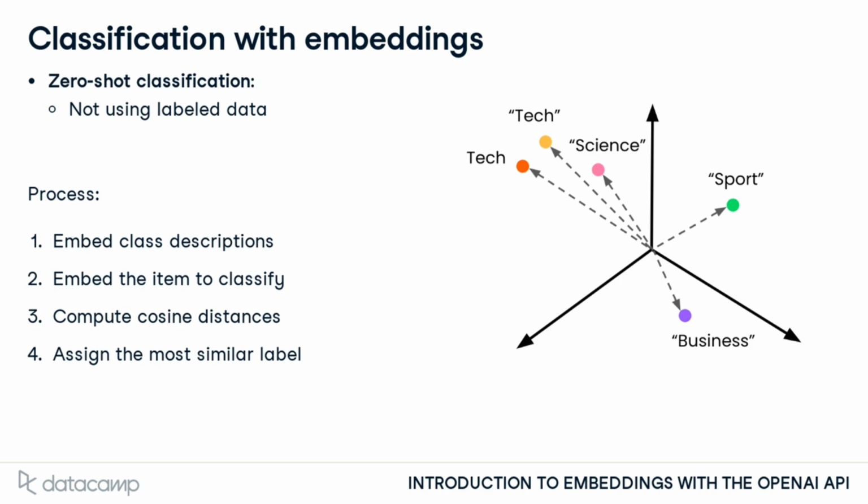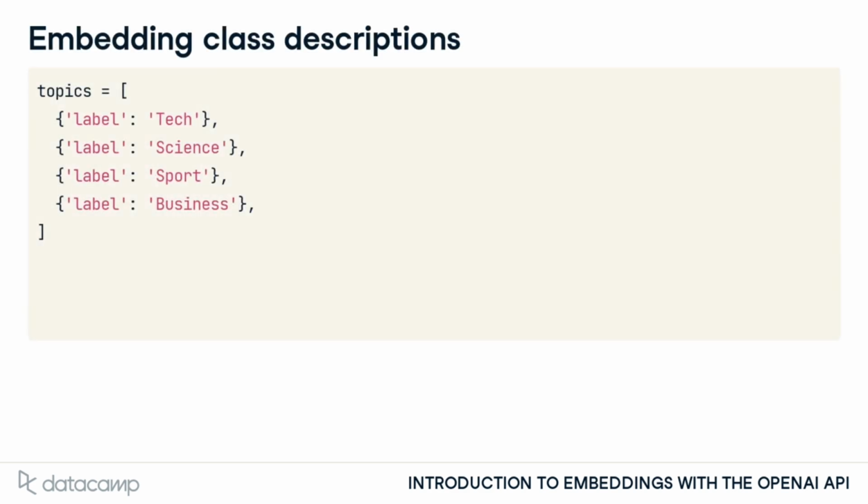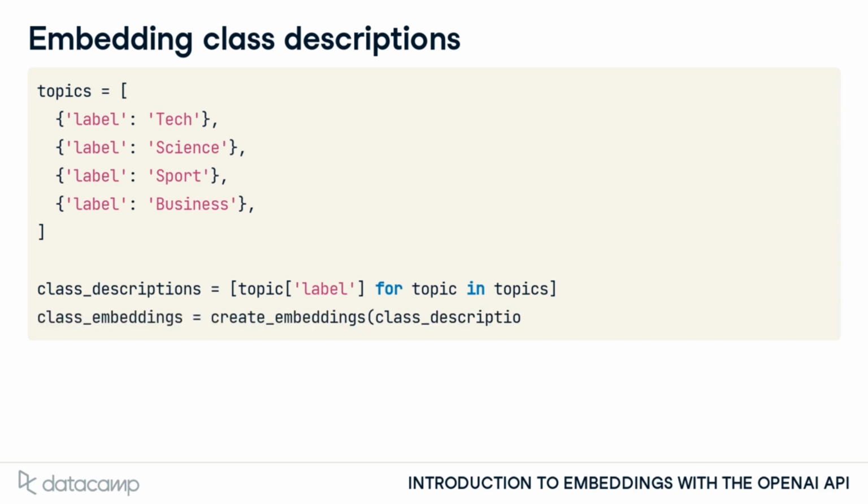Let's do this in Python. Here are the topic classes we'll be categorizing with. In this example, we'll categorize using the label itself. So the first step is to extract the labels as a single list and use these as the class descriptions. Then embed each topic label using the createEmbeddings custom function that makes a call to the OpenAI embedding model.